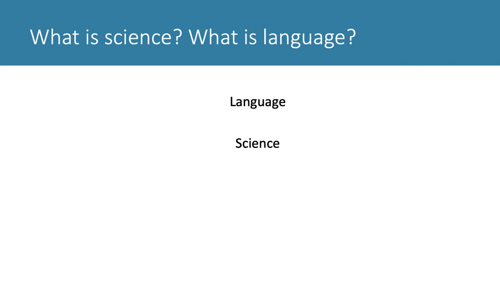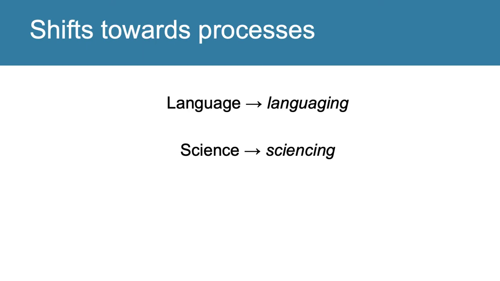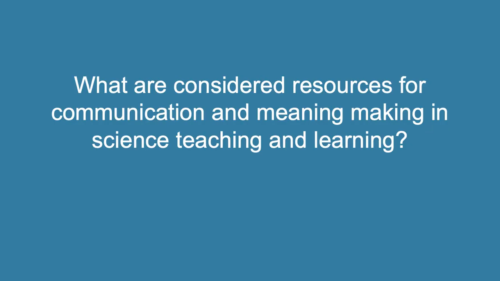So what does this mean about science and language? What is science then? What is language through these theoretical perspectives that we adopt? Here we see language and science as an object, if you will. Something to be identified, something that can be seen and heard. But if we are to adopt these more dynamic, plurilingual ways of understanding communication and language, these shift towards becoming processes. Language becomes languaging, science becomes sciencing. We can then ask, what are considered resources for communication and meaning-making in science teaching and learning?